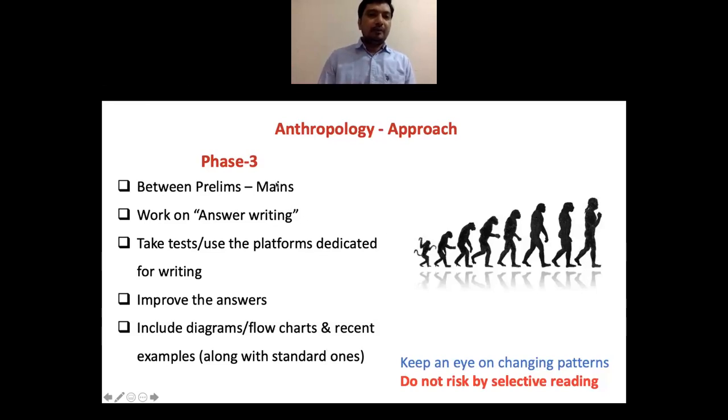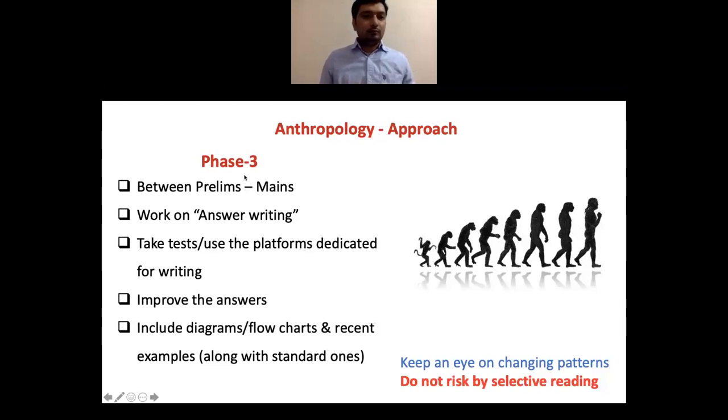And this can happen between prelims and mains. If you have enough time, do it beforehand. But this can happen after you finish writing the prelims. You are confident, or if you have not done prelims very well, that's all right. Make use of this time and practice answer writing.